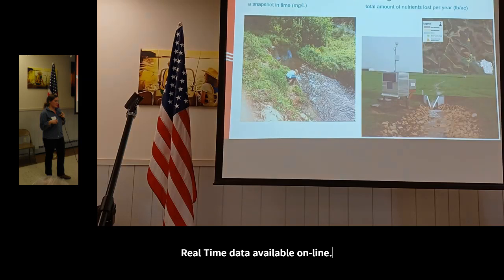These sites are really unique too because they help us look at loading, which is the total amount of nutrients lost per year, which, if you're ever looking at the research, is in pounds per acre. This differs from other types of water quality monitoring, like stream sampling, looking at concentrations, which are really a snapshot in time. And these are typically in milligrams per liter.